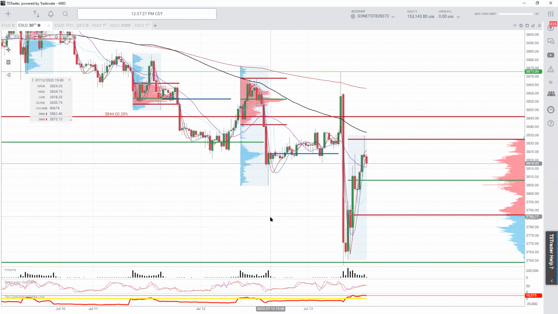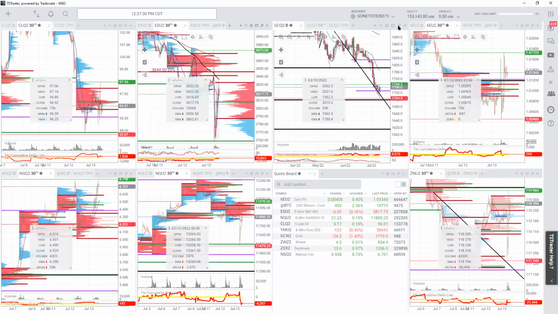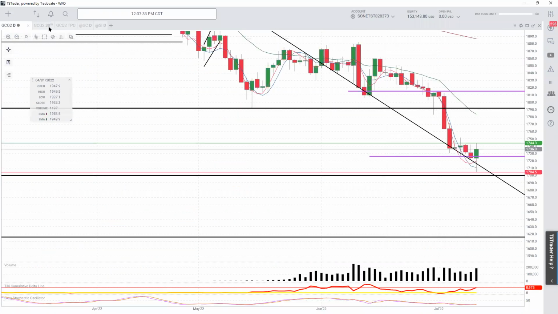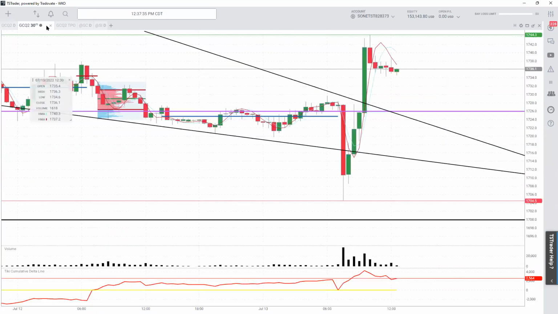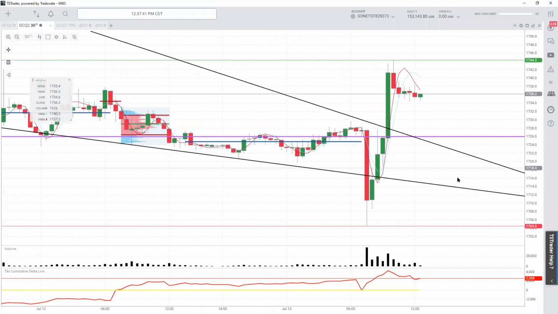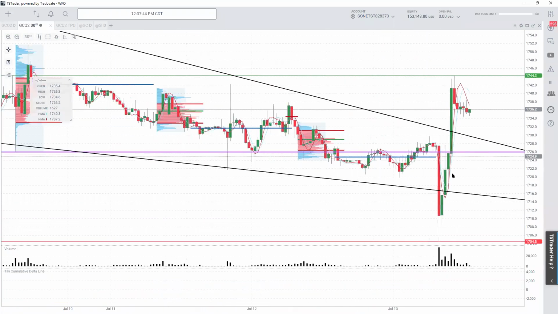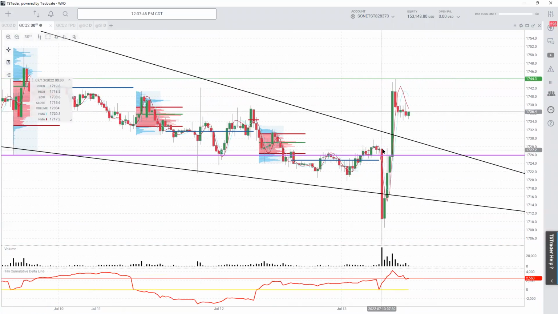So when the market opens inside a previous day's area of value, so this is kind of an unusual day because we had that CPI number. But when we open inside value from the previous day, it makes me believe that I don't need to do anything right off the bat.